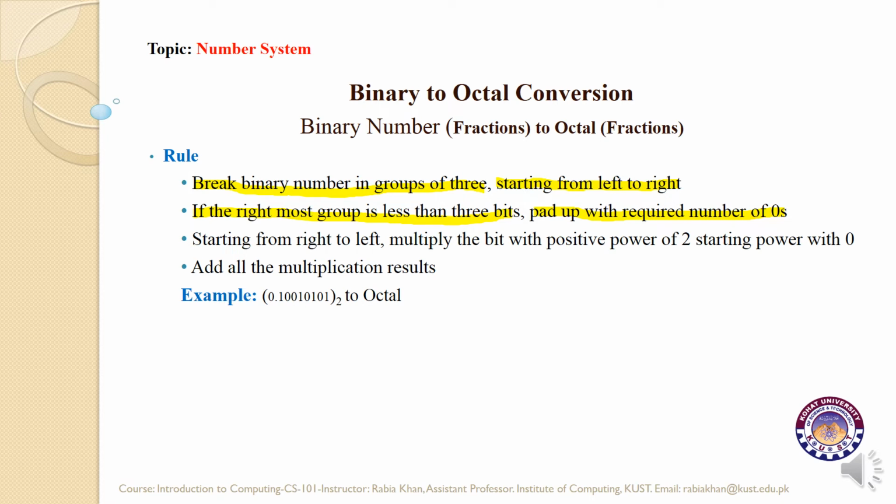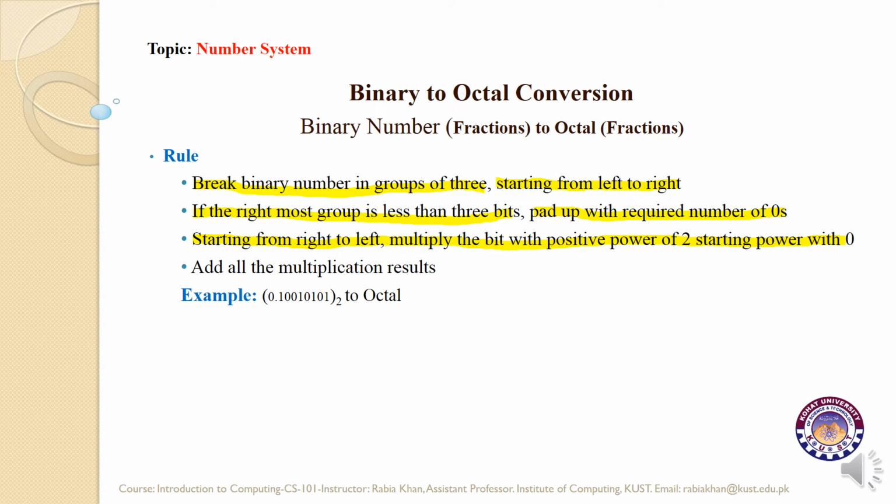And then starting from right to left, we have to multiply all the bits with positive powers of 2. The power of 2 starts from 0, and at the end we will add all the multiplication results, but the individual groups remain the same. You need to multiply bits within the same group only. The multiplication will be done within the group and addition will be done within the group. So let's now apply these rules on an example.